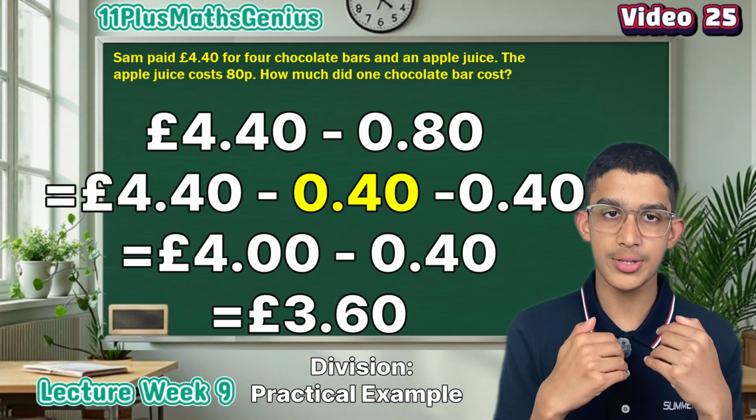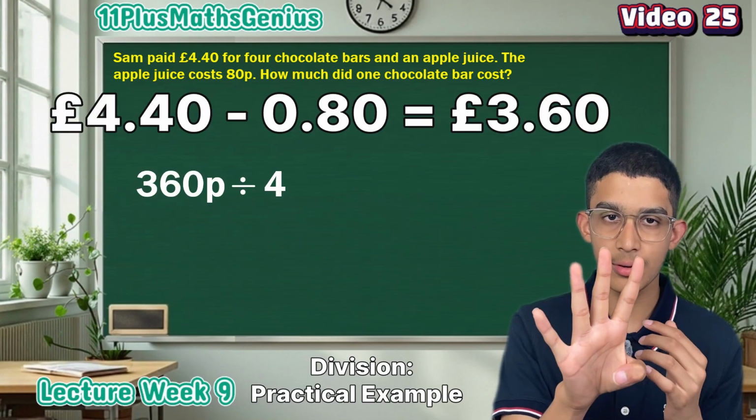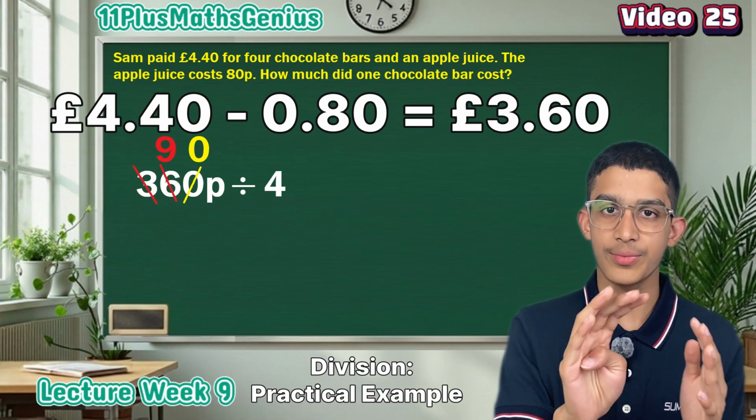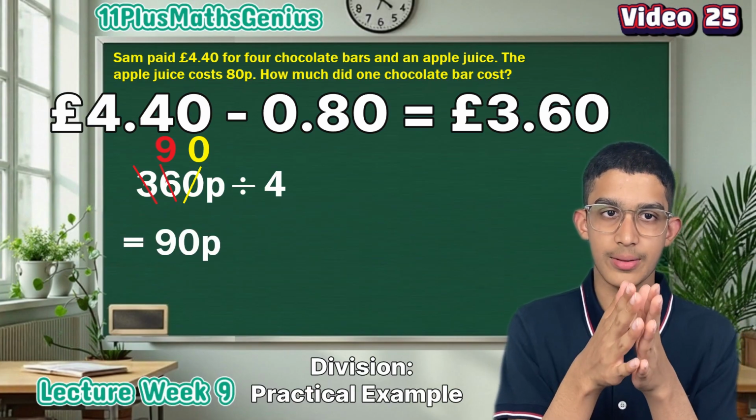Secondly, we divide £3.60 by 4, or in other words, 360p divided by 4, and we get 90p.